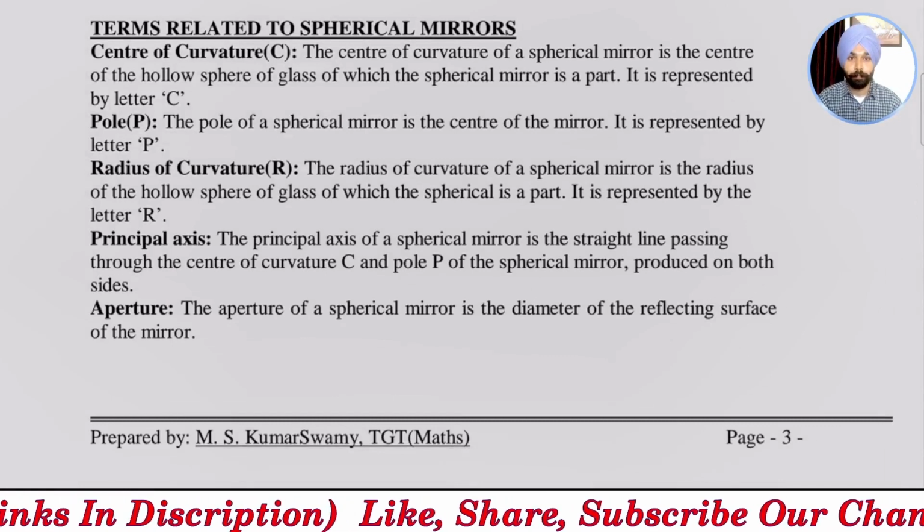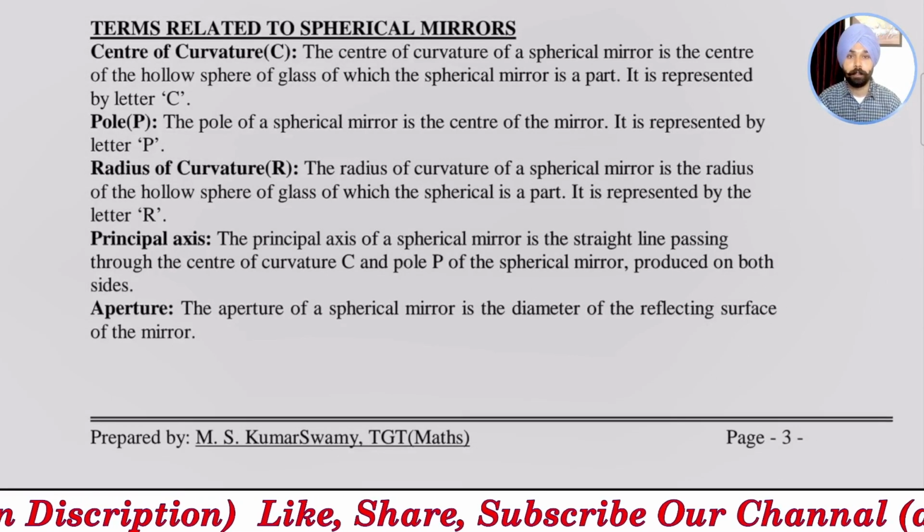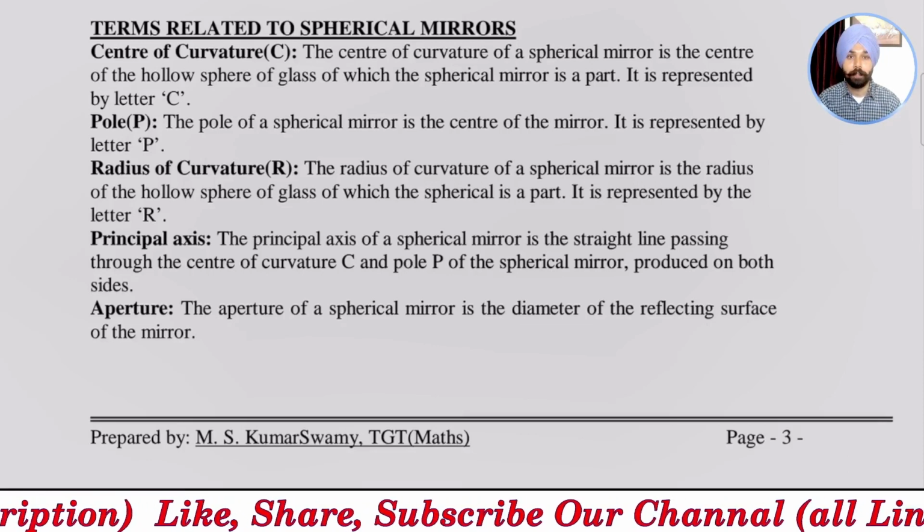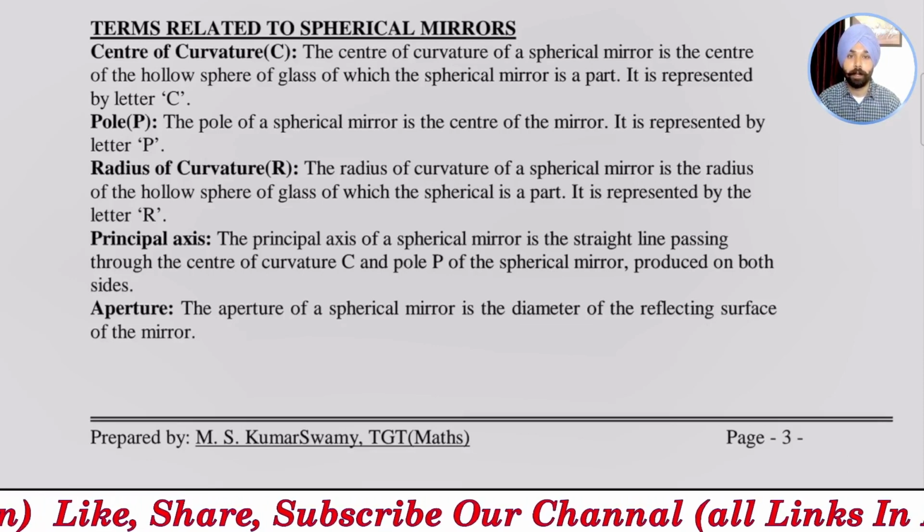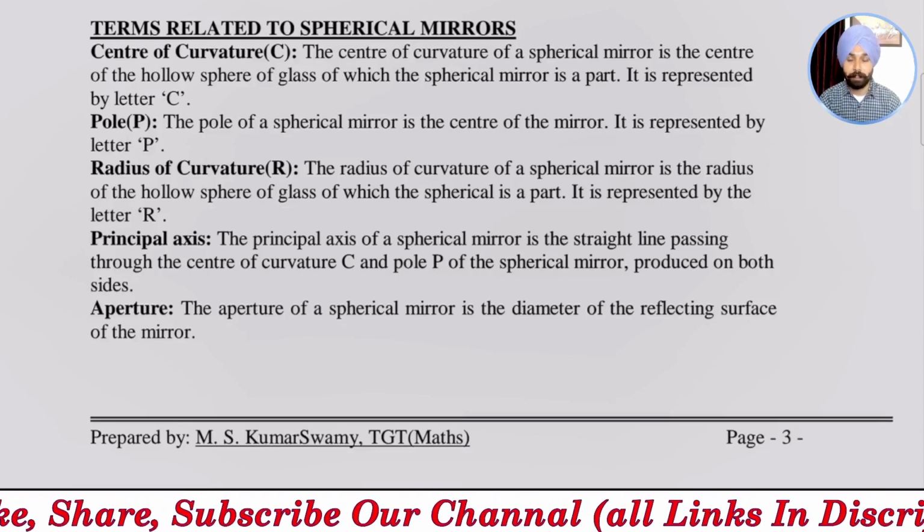Center of curvature. The center of curvature of a spherical mirror is the center of the hollow sphere of glass of which the spherical mirror is a part. It is represented by the letter C.